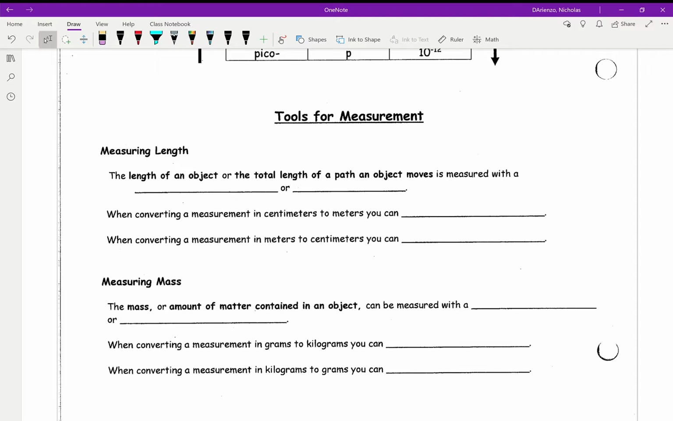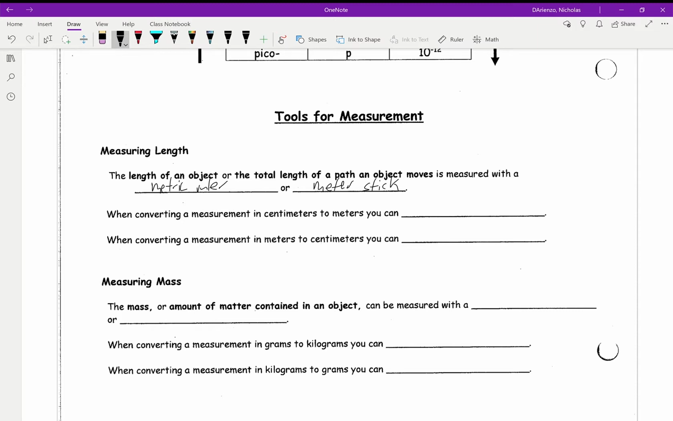Different tools for measuring. As far as measuring length, everyone should pretty much know this object. We're going to use a metric ruler to measure the length of an object or the length that an object moves, the path that it takes. We could also use a meter stick like we did in our Barbie doll lab.